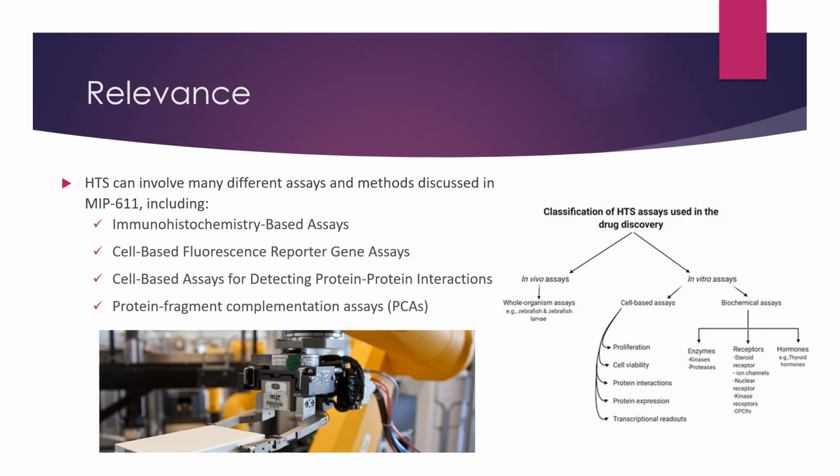HTS can involve many different assays and methods discussed in MIP 611, including immunohistochemistry-based assays, cell-based fluorescence reporter gene assays, cell-based assays for detecting protein-protein interactions, protein fragment complementation assays, or PCAs. As shown in the diagram on the right, in addition to cell-based assays, there are also in vivo HTS assays, as well as biochemical assays.